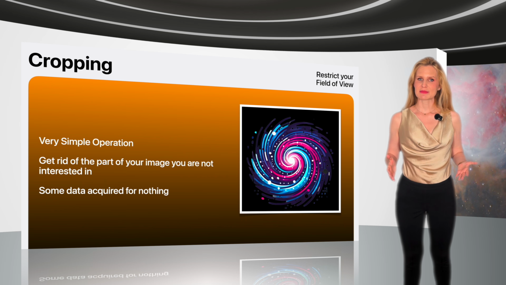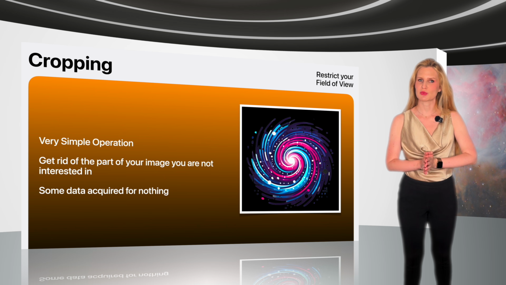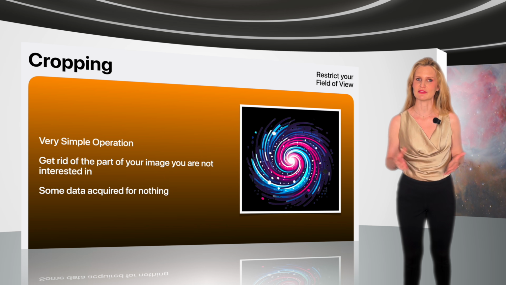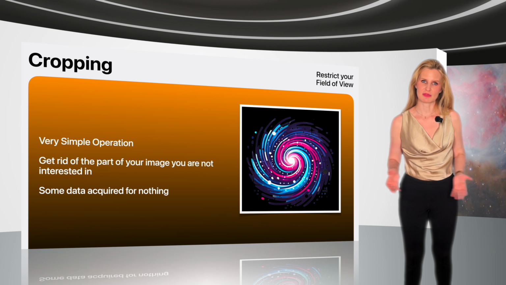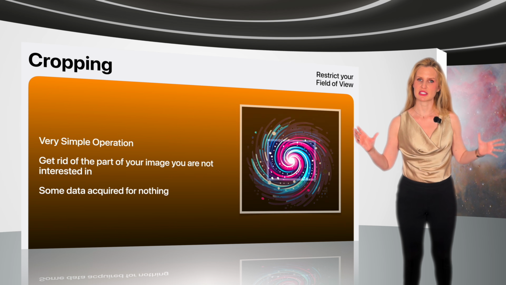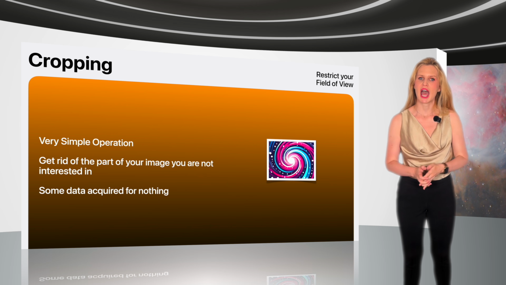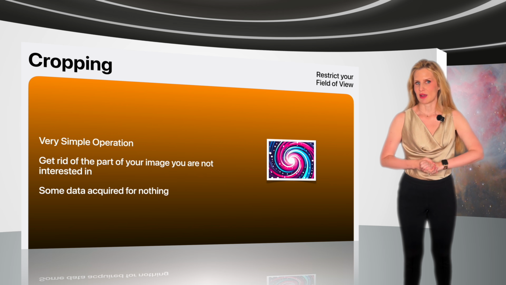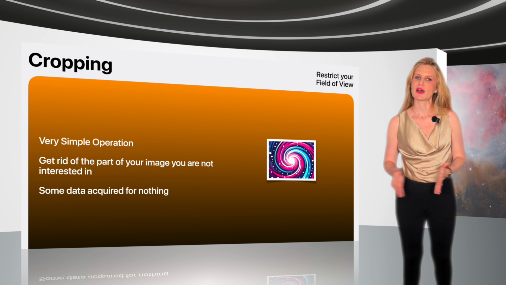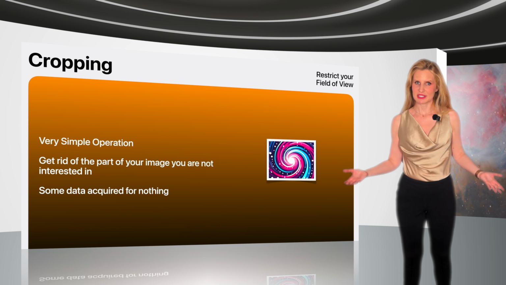So far, we focused on image resolution, but now we'll look at how to match the field of view between 2 different imaging systems. The simplest method is cropping. There's not much to explain. We use this when we want to restrict the field of view. It's the easiest operation. We just discard the parts of the image we're not interested in. The main drawback is that we're throwing away data that we already acquired for no reason.